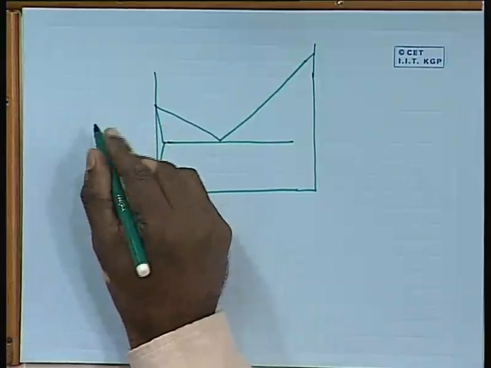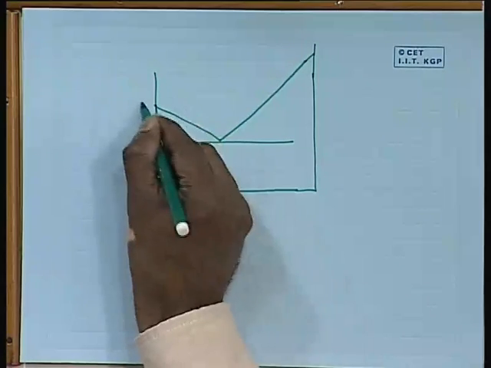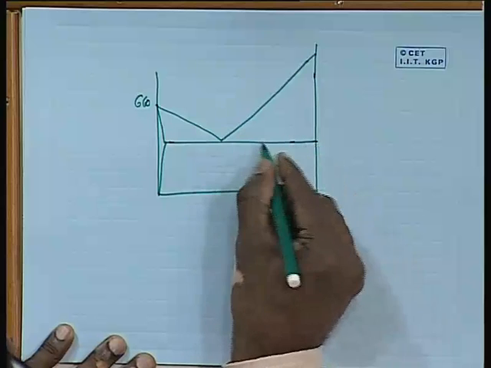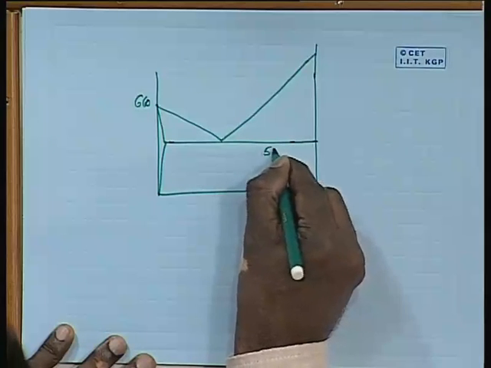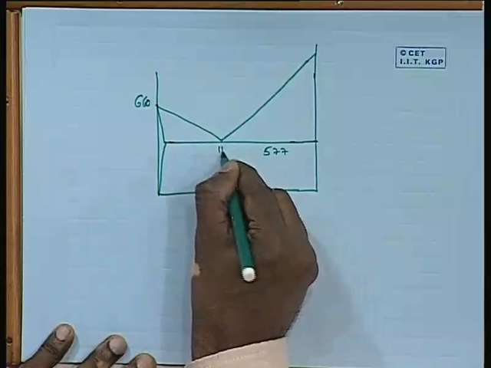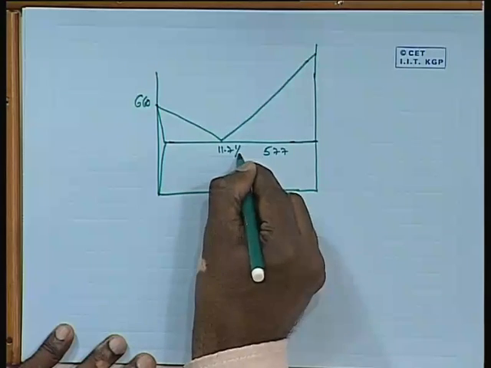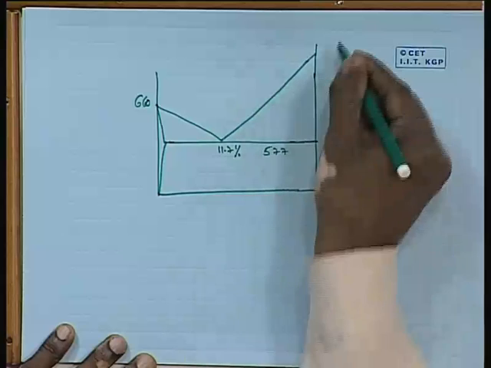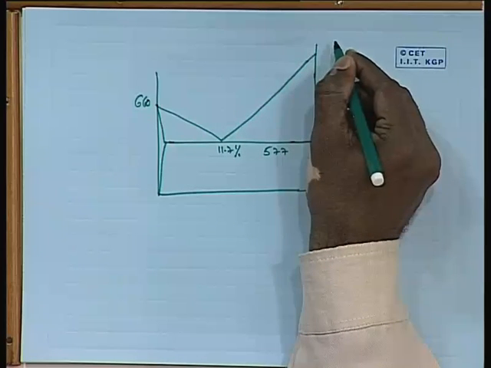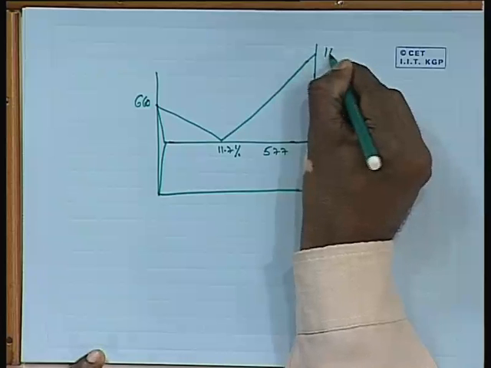What is the melting point of aluminum? 660, and this eutectic temperature is 577, and this is about 11.7%. And what is the melting point of silicon? Anybody remembers? 1410.